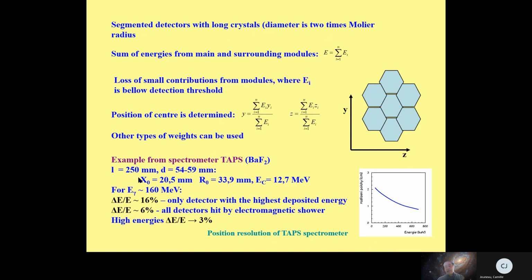The length of this crystal is in this case about 250 millimeters, and the diameter is, okay, it is not circular but hexagonal, so the inside diameter is 54 and the outside is 59.